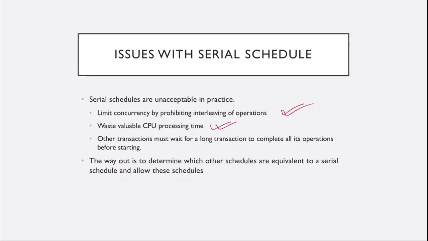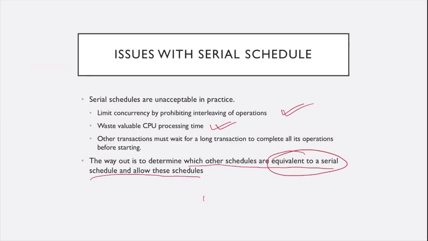And if some of the transactions have lots of operations, then shorter transactions may have to wait for long transactions to complete all their operations. So the waiting time, and the overall time taken to complete the instructions, will be way higher in case of a serial schedule. So is there a way out? Yes, of course, there is a way out. The way out is to determine which other schedules are equivalent to a serial schedule, and we allow these non-serial schedules. The keyword here is equivalent to a serial schedule.